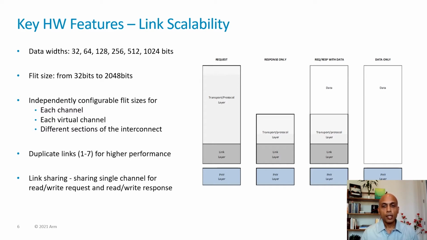The picture on the right shows 4 different types of packets corresponding to different channels. You see the request channel that contains the link layer header and the protocol header. And there is a response channel, which again has the physical and the link layer, but also has the transport or protocol layer information. And then you have packet types that contain response with data or data only.